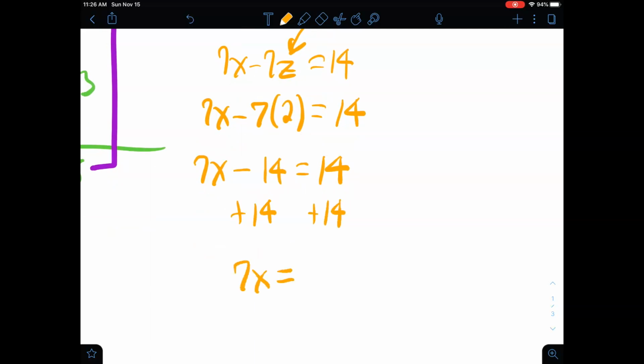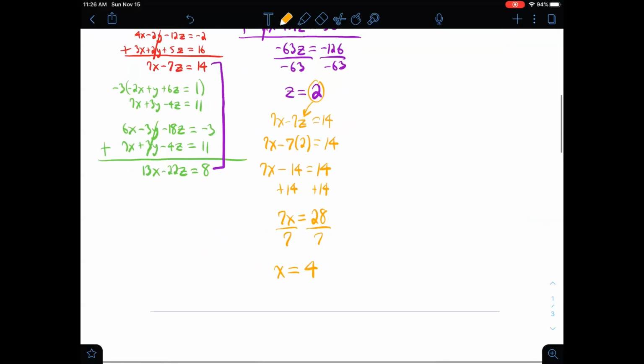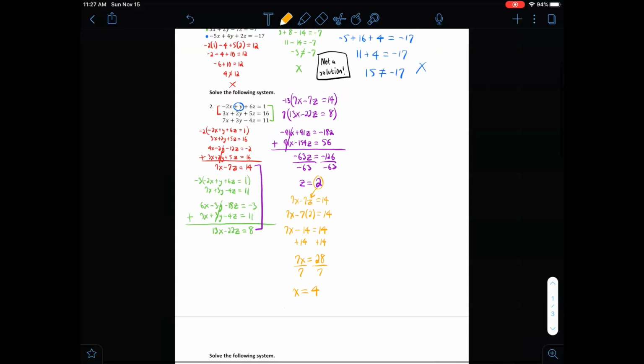7x equals 14 plus 14 is 28. Divide by 7. And we get x is going to be equal to 28 divided by 7, which is 4. Almost done. Now we've got z and x. What variable is left? We've got to find y. So we're going to find y now.